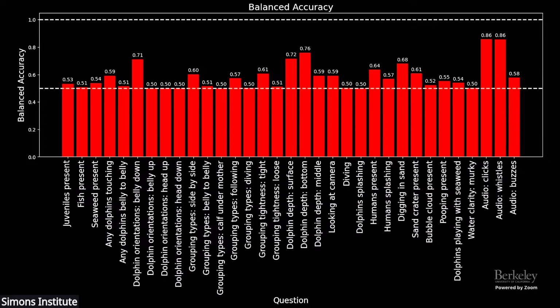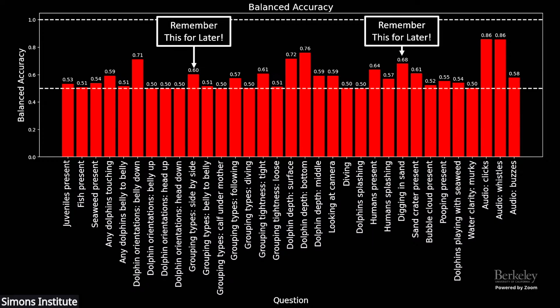So a lot of the bars are actually high, and what can it predict from the audio? Well, it can predict the audio labels. That's fairly easy, but it can also predict other interesting things, like their depth, right? Whether it's the surface, bottom, or middle, those seem to be quite predictable, possibly largely from environmental factors. We'll still need to tease that apart.